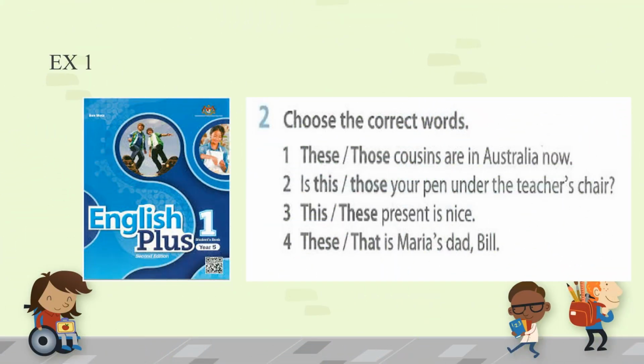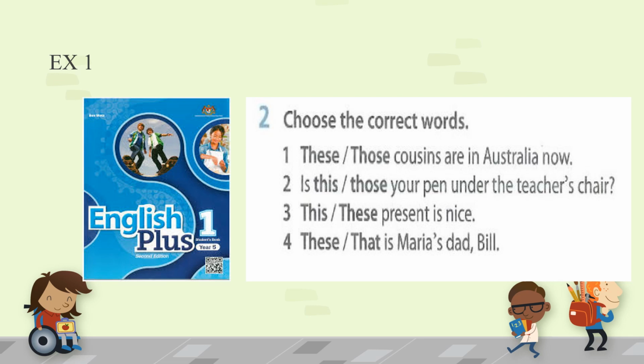So today we are going to do some exercises. Okay, so for number 2, choose the correct words. Number 1, these or those cousins are in Australia now. Okay, now look at the object. The object here is cousins. Is it singular or plural? Yes, it's plural. More than one.